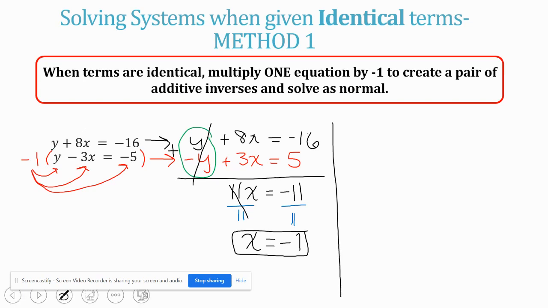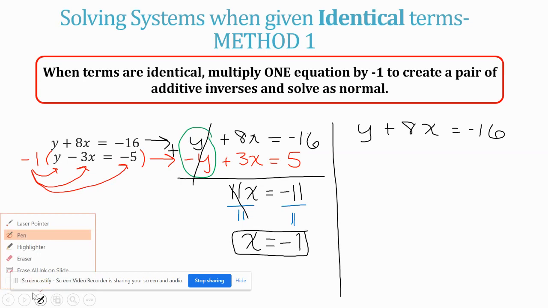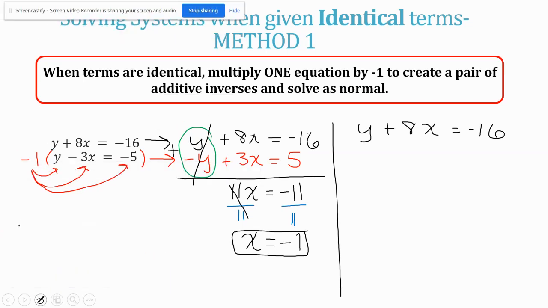So I'm going to do that over here. And I'm going to just use the first equation because I didn't touch it. I didn't change anything. So I feel like it's just easier to use that one. But you could use this one if you wanted to, this y minus 3x equals -5. y plus 8x equals -16. And I'm going to just plug in what we know for x into our x in our equation. So right underneath it, I'm going to put parentheses -1.